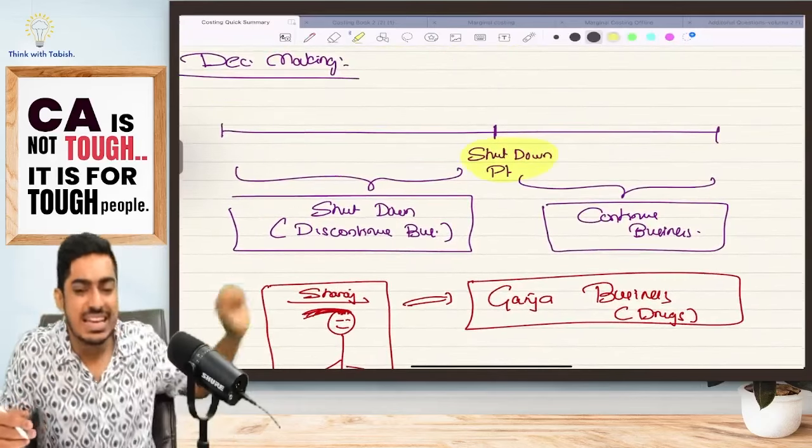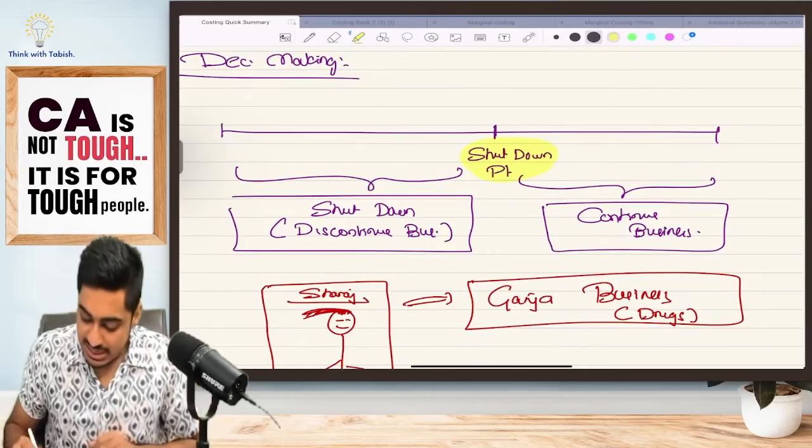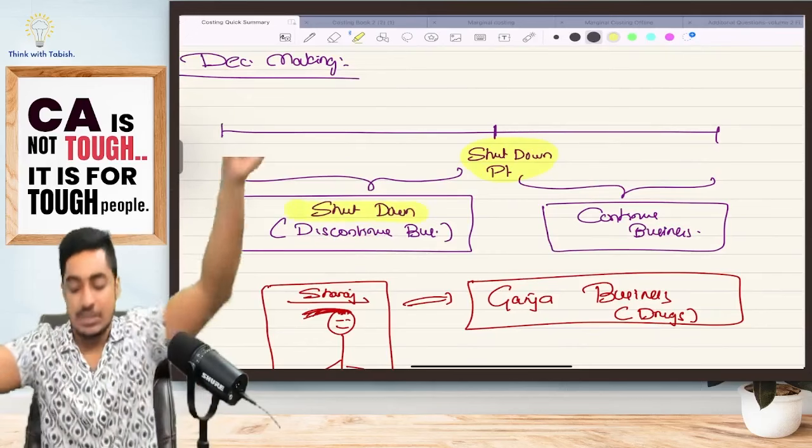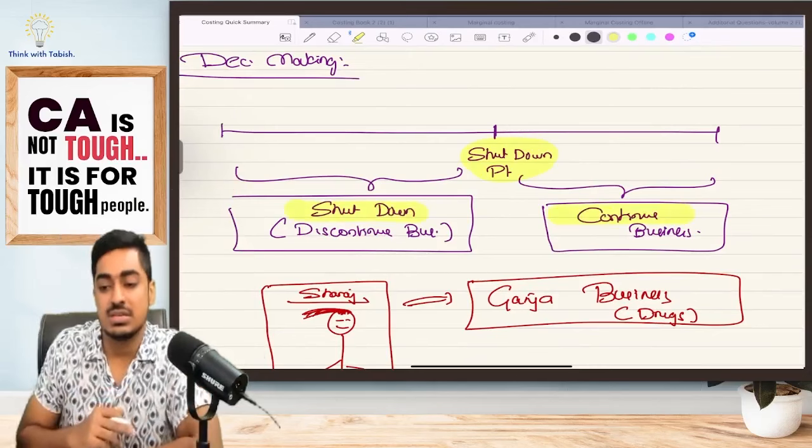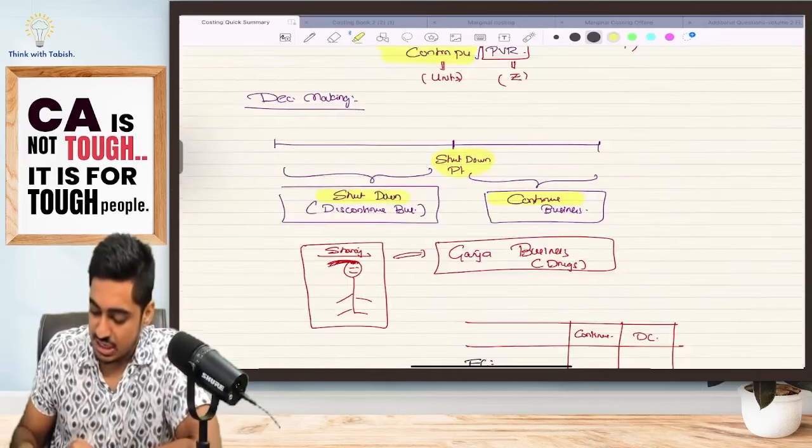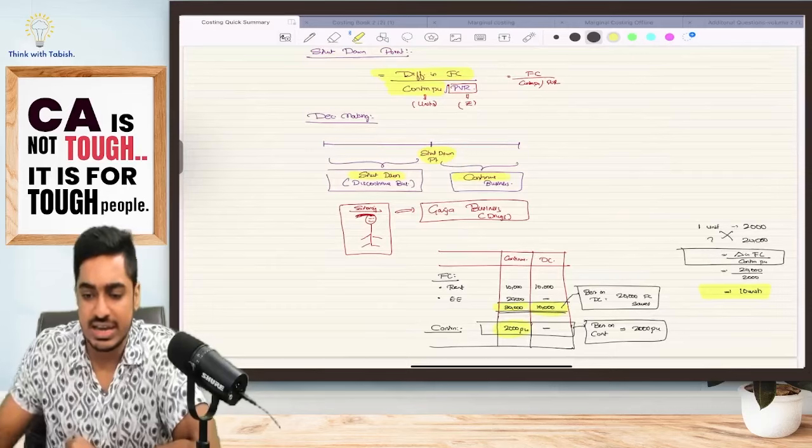If my sale is very less, what will I do, students? It is better to shut down. If sale is very high, what is better, students? Continue your business. Is this clear, everyone? Yes, sir. So I hope I have explained in a small exam-oriented way.